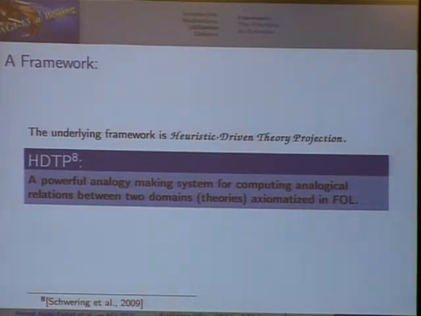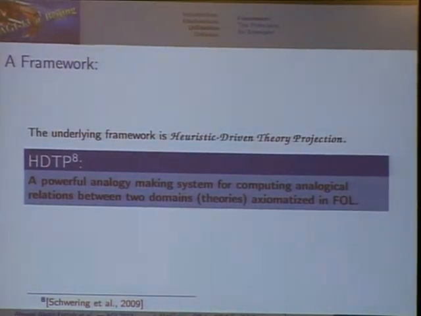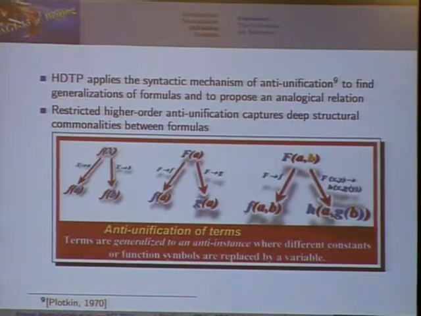So our framework in particular uses HTTP, and for those who didn't attend yesterday's talk by Tarek, I will just need to say that HTTP is a powerful analogy making system for computing analogical relations between two given domains or theories or concepts which are axiomatized in first order logic. In general, if you have two expressions, then HTTP applies a restricted form of anti-unification to find generalizations, and this captures the deep structure similarity between the two given domains, the source and the target.